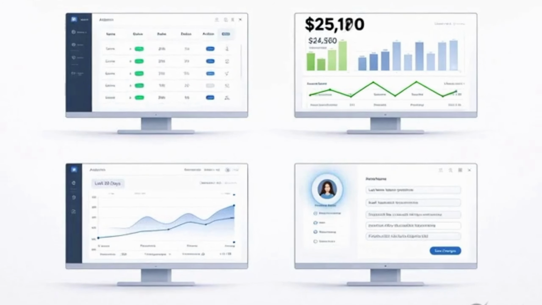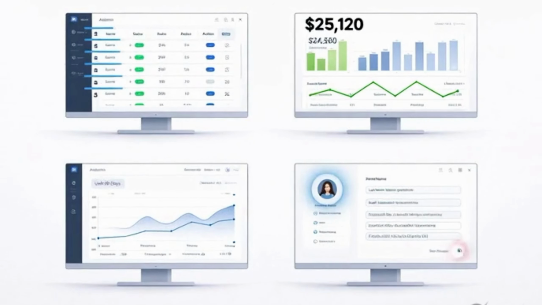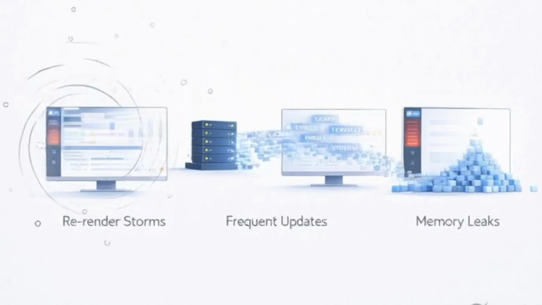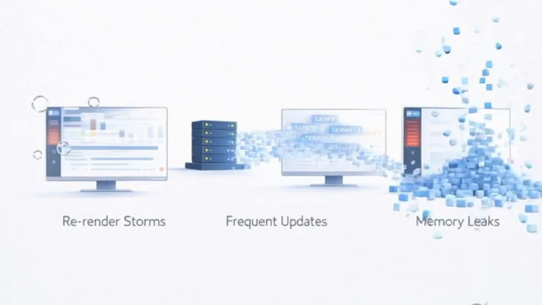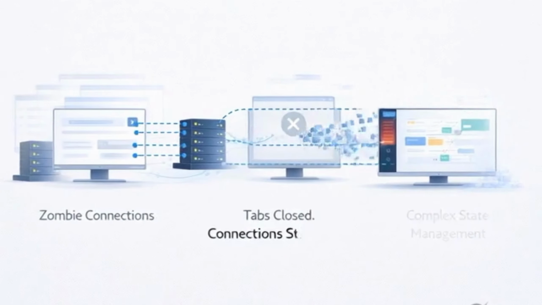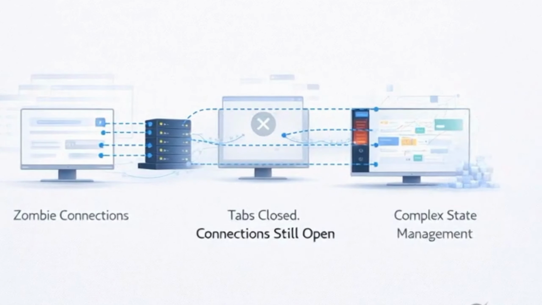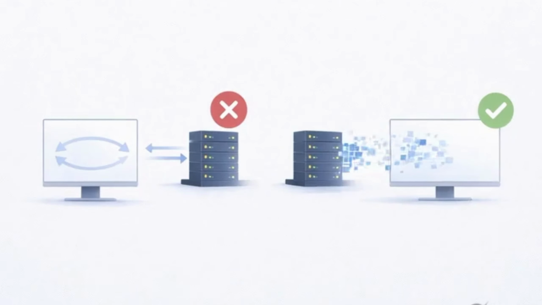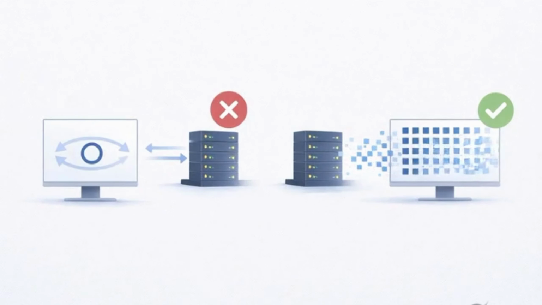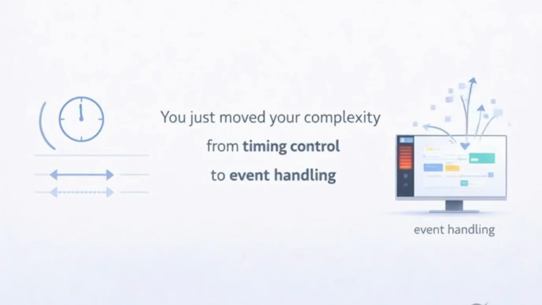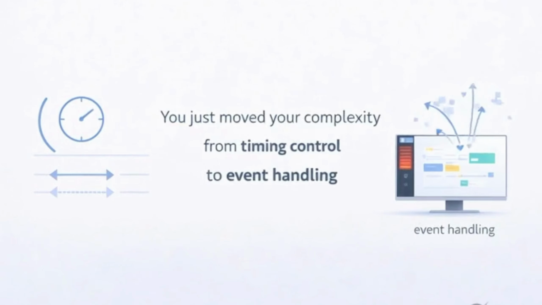Here's the hidden front-end cost nobody talks about. Re-render storms, when updates push too frequently. Memory leaks, when sockets aren't cleaned properly. Zombie connections, when tabs close but connections don't. Complex state management, because now your data doesn't arrive in request-response cycles. It arrives unpredictably. You just moved your complexity from timing control to event handling, and you own it.